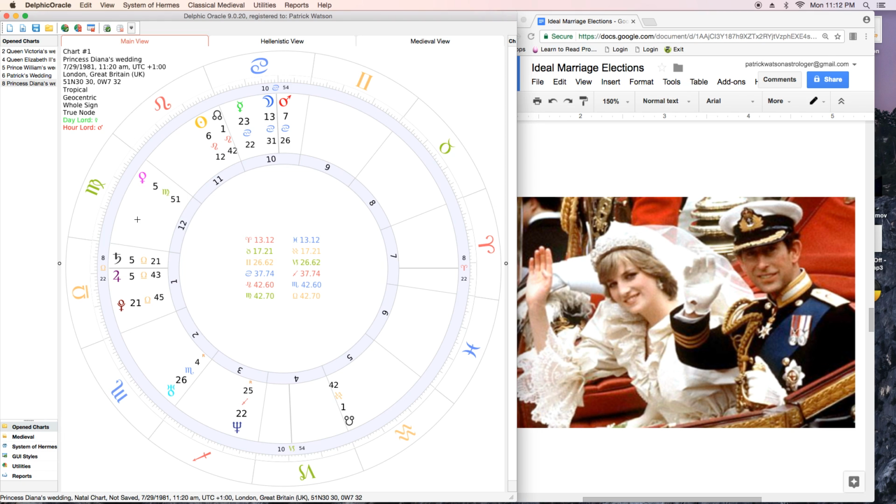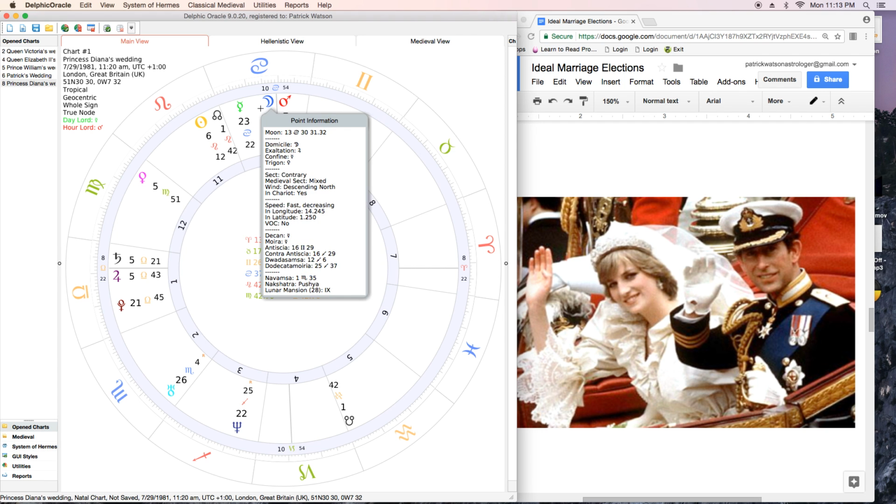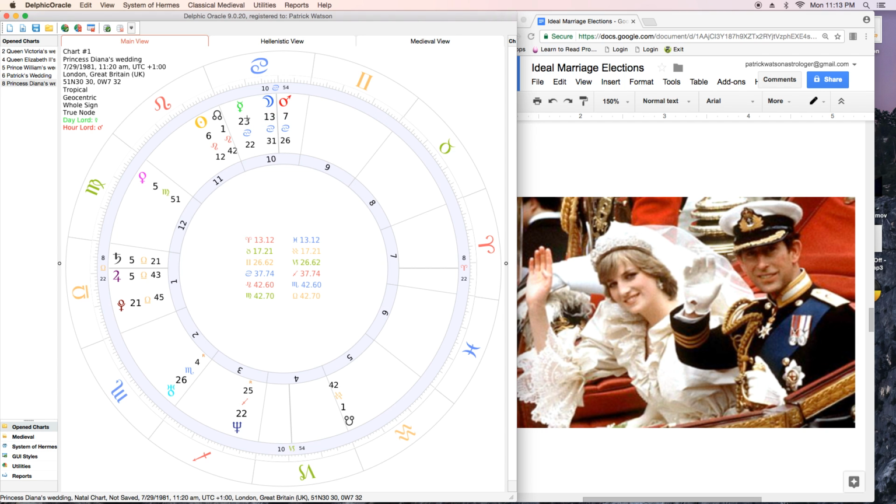So I think this is an interesting example of the fact that, just because you have an application between the two rulers, doesn't necessarily mean it's going to turn out well. And as we know, it ultimately did end in divorce, and it was fairly acrimonious and fraught and scandalous, not a happy ending.